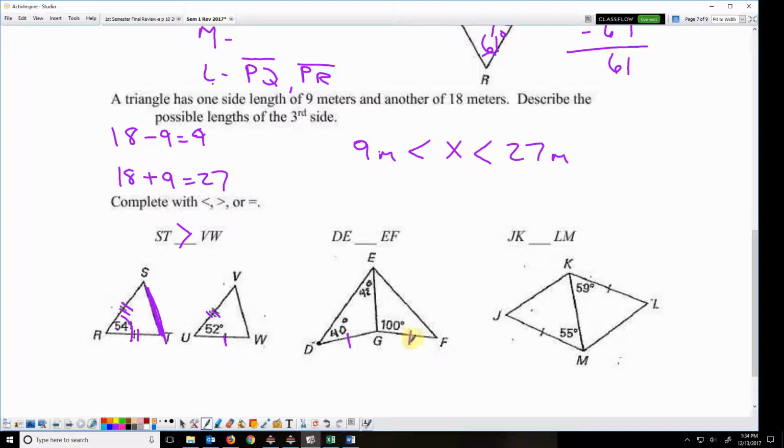Here's another pair of congruent sides, and there's a reflexive. They share side EG. So the hinge angles are here. I need to find the measure of this hinge angle. 180 minus 40 minus 42. And that gives us 98. So this is a 98-degree hinge angle. Okay, so the 100 is the bigger hinge angle, so across from the 100 is the greater side, EF.